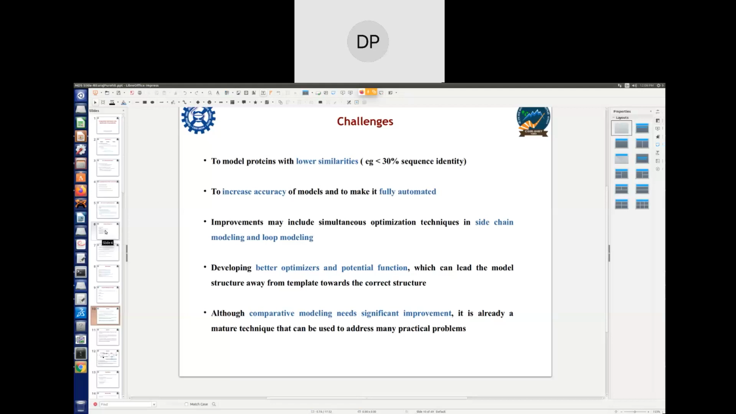Developing a better optimizer and potential function which can lead the model structure away from the template. So for this also we have some potential function and optimizer to optimize the loop and modeling. But this is one of the big challenges in this area.